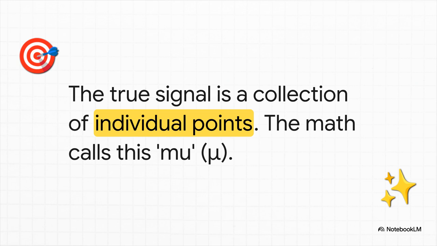Starting on the far right of that diagram, we have what's called the ground truth. This is the perfect signal, the thing we're actually trying to find. In the mathematical model, it's just a collection of separate point sources, which the math nerds call mu. Just think of it like a perfect, flawless map of stars in the night sky.